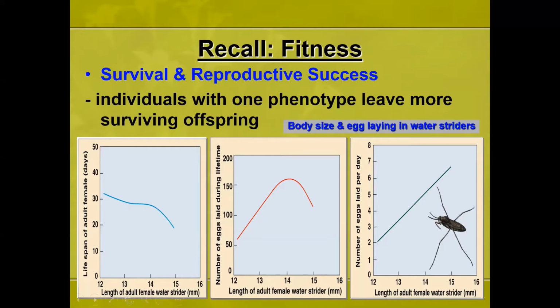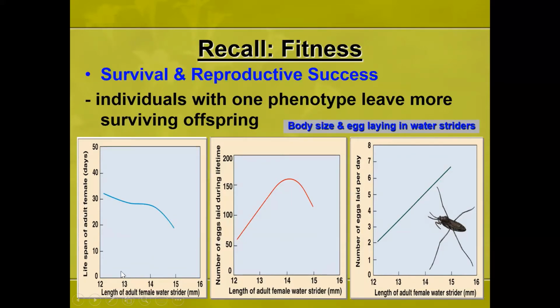And if you said about 14 millimeters, that would be it. Because at 14 millimeters, they actually live a decent amount of time. It's not the highest, but it's decent. But that's when they lay the highest amount of eggs in their entire lifetime. 14 millimeter water striders lay the most eggs in their entire lifetime, and eggs per day, pretty decent as well.